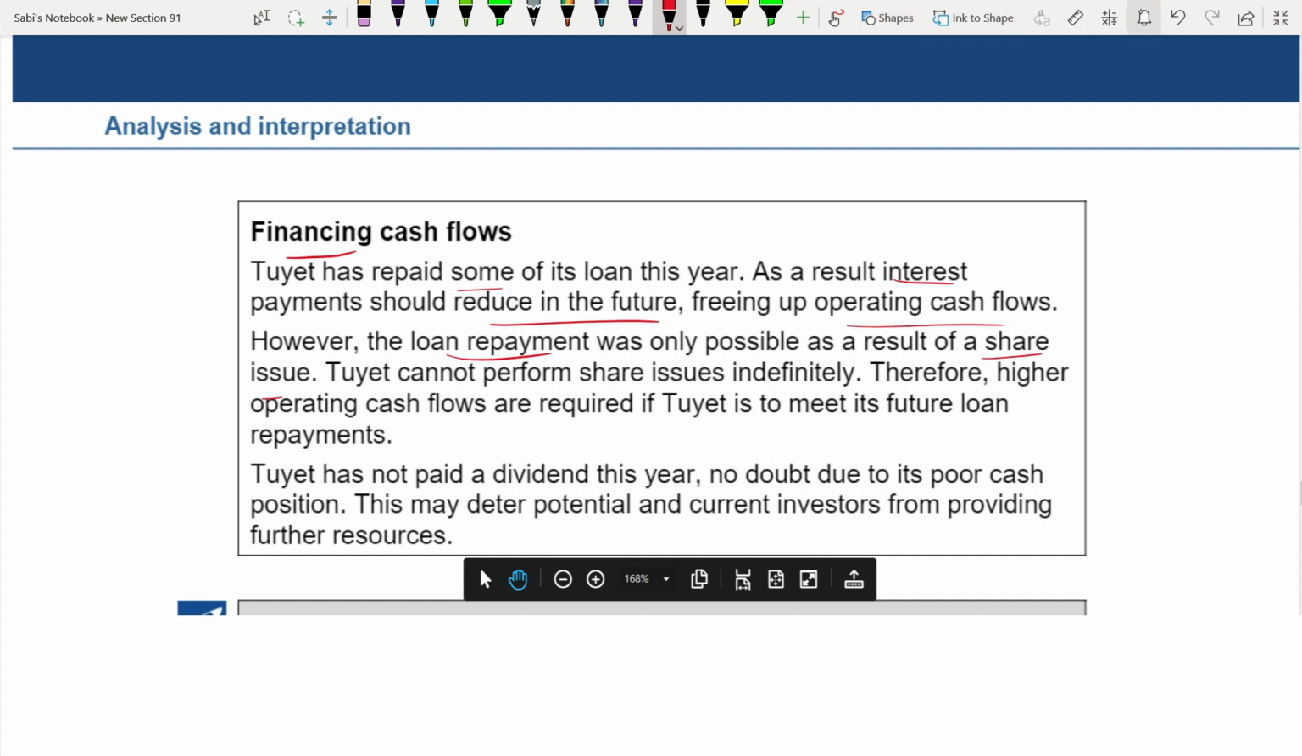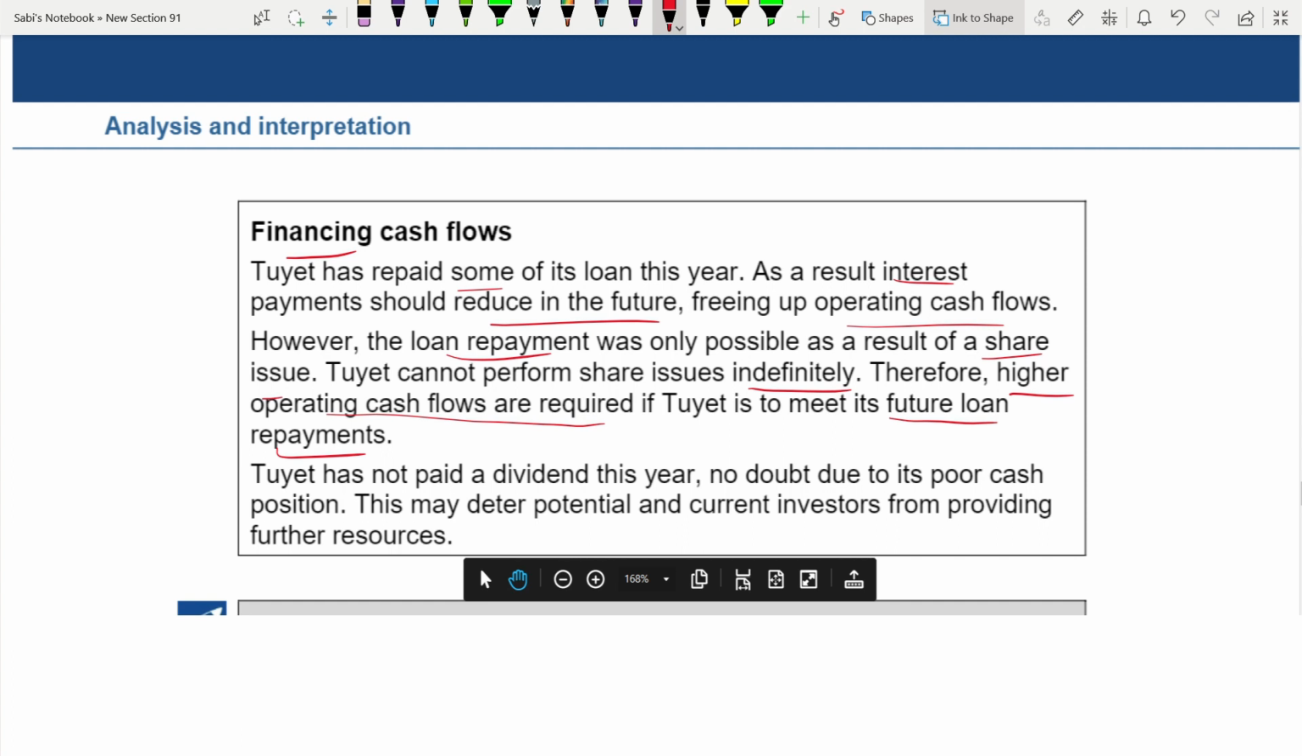That means they cannot perform share issues indefinitely. Therefore, high operating cash flows are required. You need high operating cash flows if it needs to meet its future loan repayment. Can you keep on issuing shares every time? Can you raise your finance all the time? No, only once maybe or twice. Thereafter, you have to raise your operating cash flow to make future loan repayment, to repay your loan.